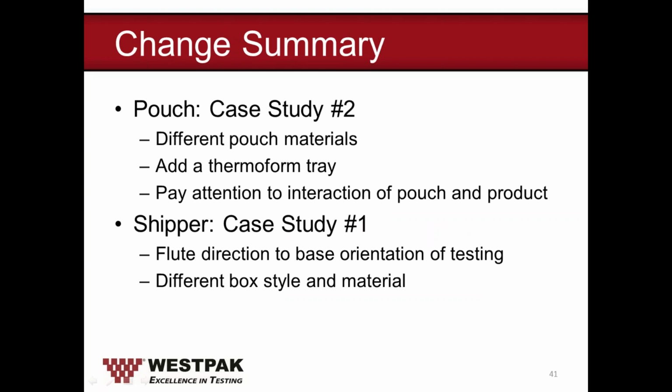Let's summarize what we did for these two case studies. For the pouch, you have the option of changing material or adding the thermoform tray. Pay attention to the interaction of the pouch and the product. For the shipper, look at the flute's direction to the base orientation of testing. Think about different box style and box material. That's the same thing as well as the carton. Looking at the box, the carton style, and the carton material as well.